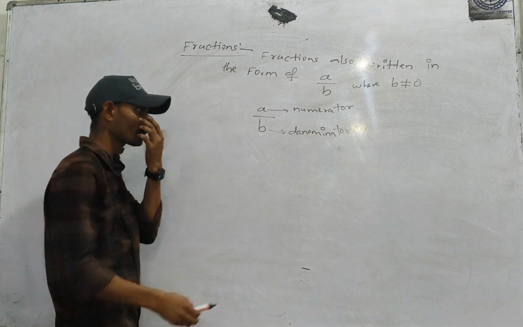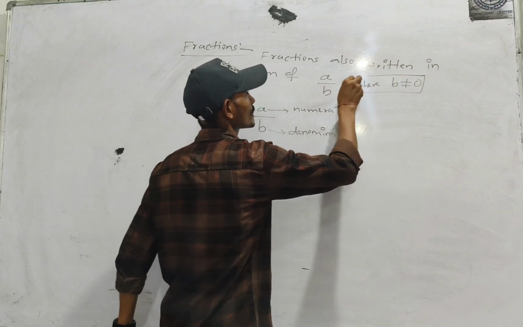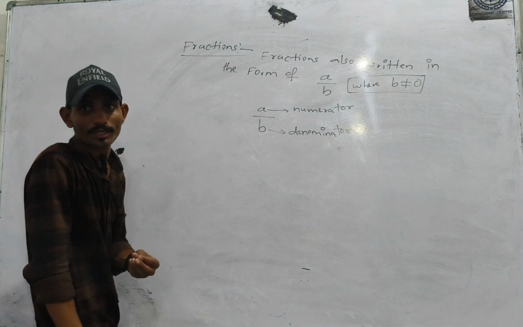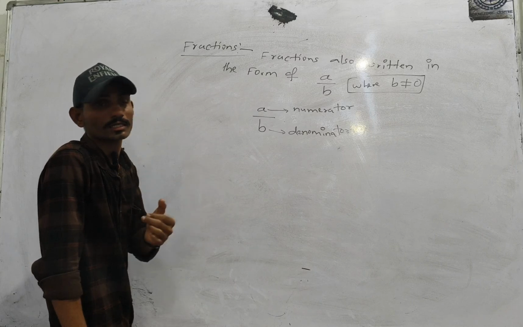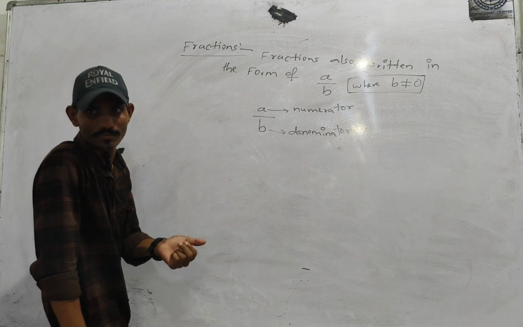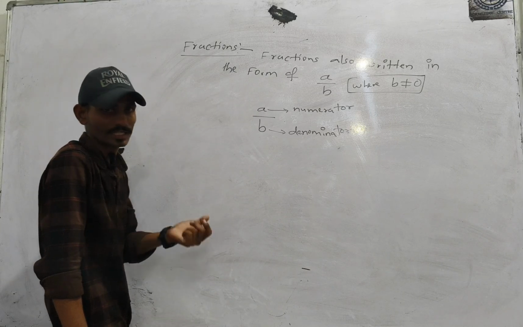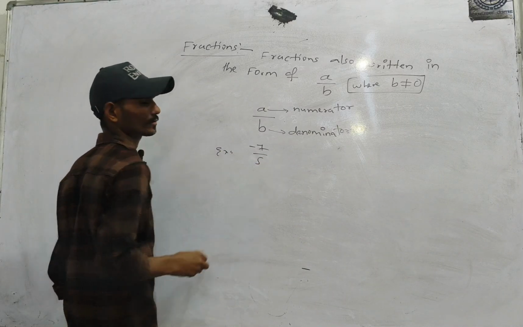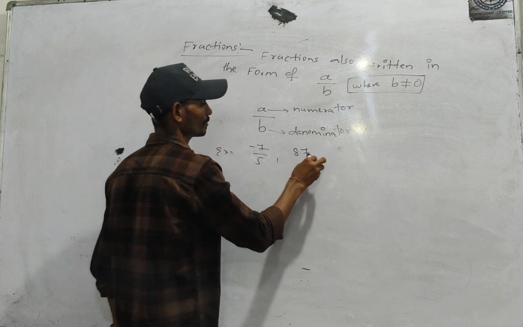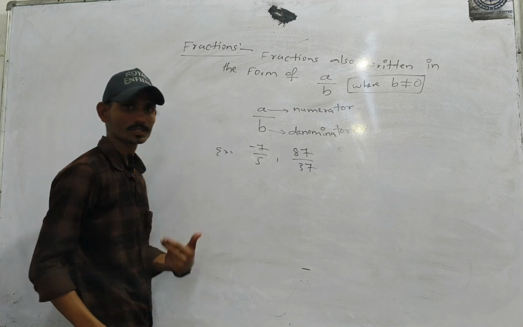Denominators. I gave one condition: b does not equal 0. If the denominator becomes 0, then that is not a fraction. Okay, that is not a fraction. So examples of fractions: minus 7 by 5, this is also one fraction. 8 by 37, this is also one fraction.